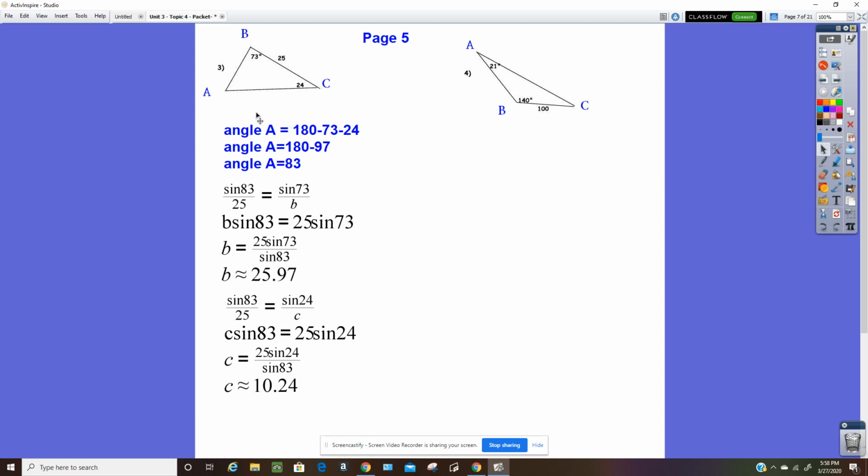So I just wanted to make sure you knew to put it in degree mode. This one is a little bit different because it's angle, side, angle. I thought every problem on here was angle, angle, side, but this one is angle, side, angle. When that happens, you have to find the missing angle first and then set up your proportions.